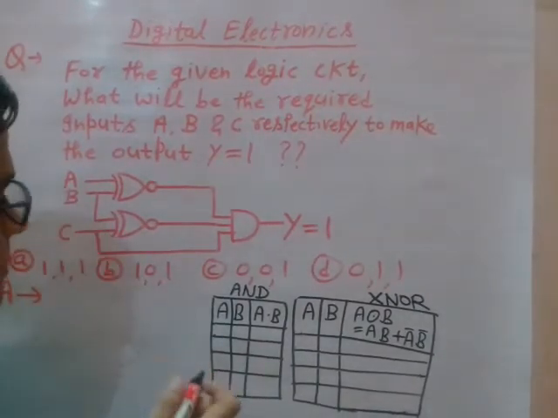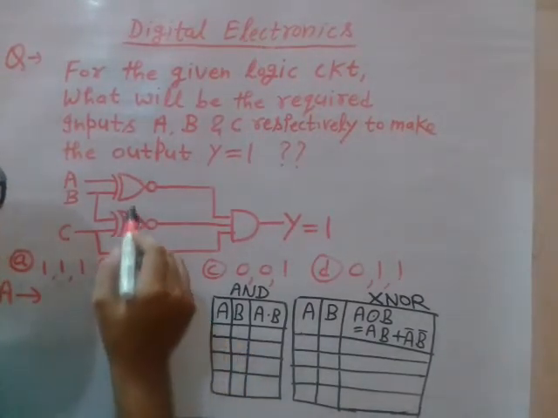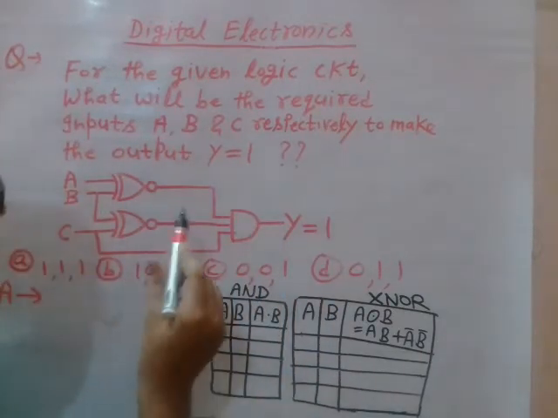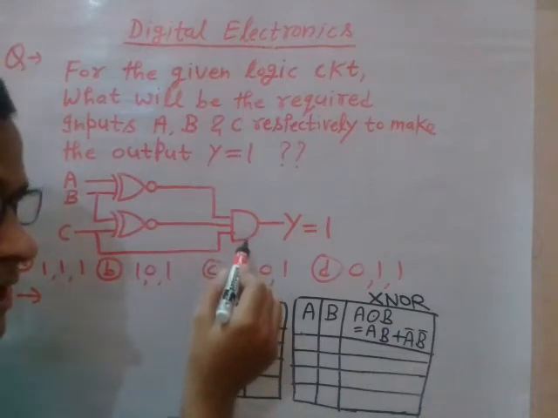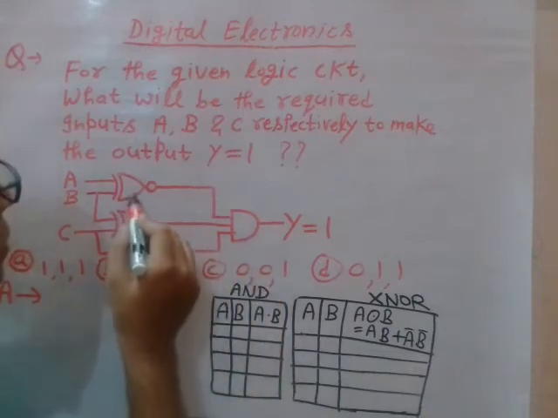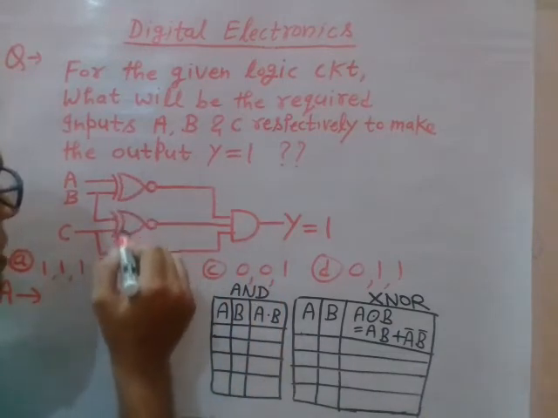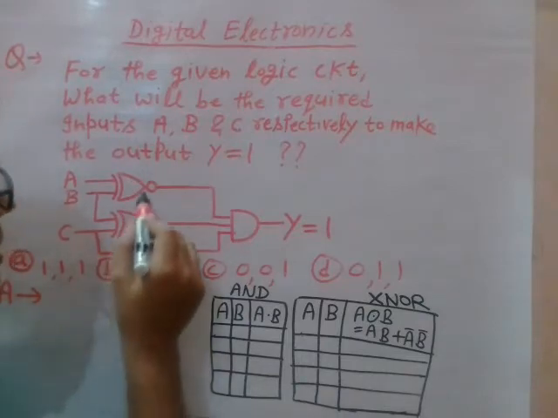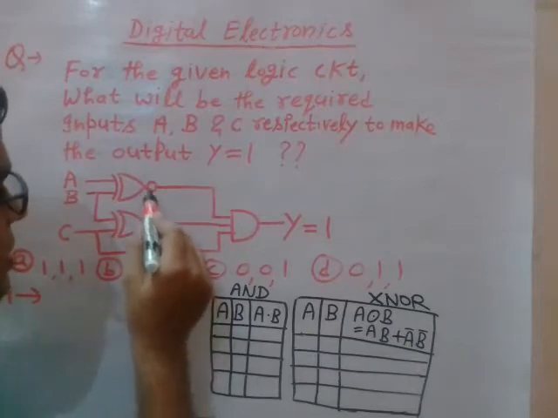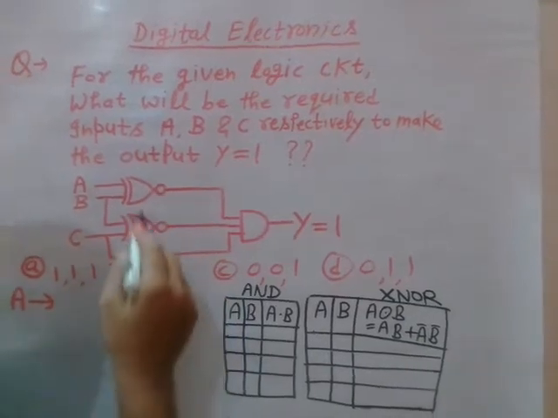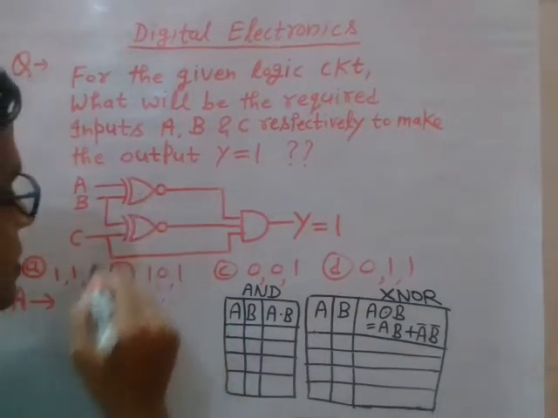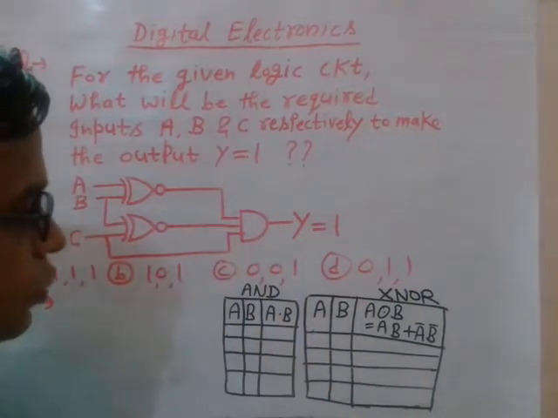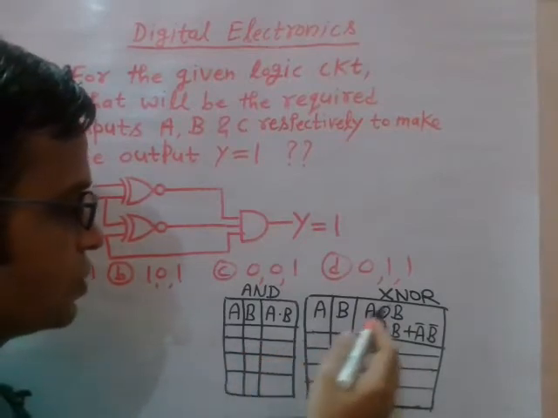So let us solve. First of all, see here in this logic circuit there are 2 kinds of gates. Number 1, this is AND gate. And number 2, these 2 gates are XNOR gates. See here, the bubble has been attached here, so this is XNOR gate. This and this, there are 2 XNOR gates and 1 AND gate. So now what is the truth table of XNOR and AND gate?